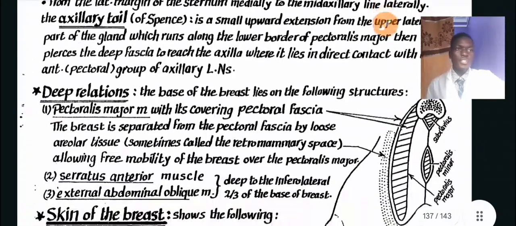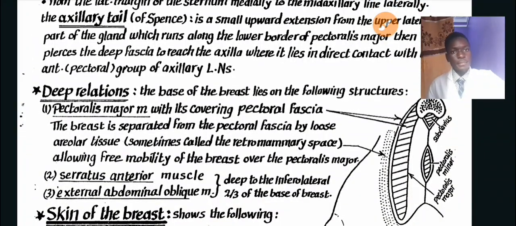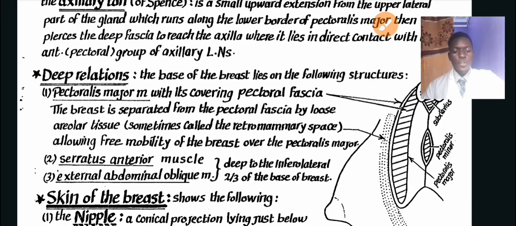If you look at the deep relations of the breast, the breast is mainly sitting on muscles, and these muscles are mainly three. Of course, superiorly, you realize that the breast is sitting on the pectoralis major, and above the pectoralis major is where we find the pectoral fascia. So the pectoral fascia covers the pectoralis major, onto which the breast is found.